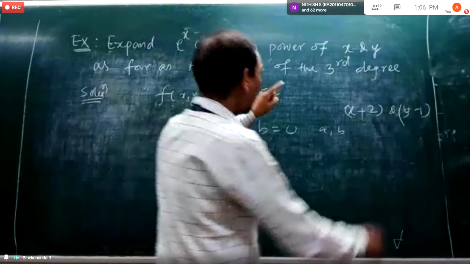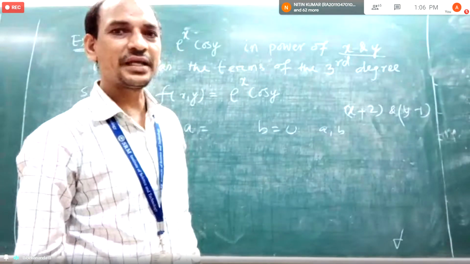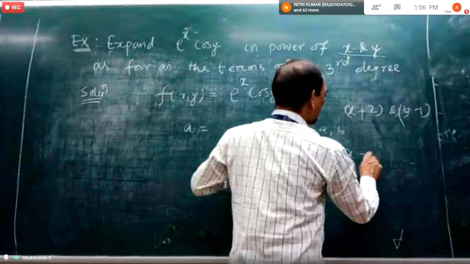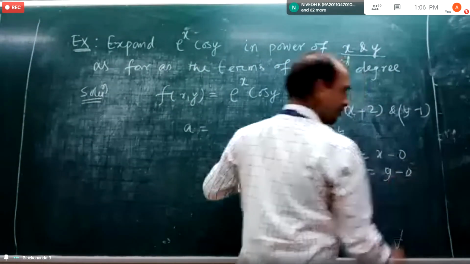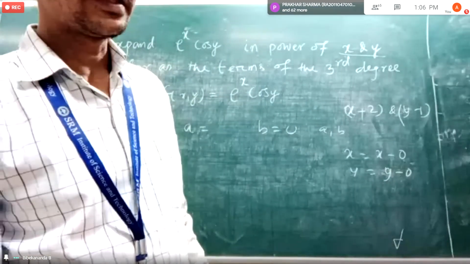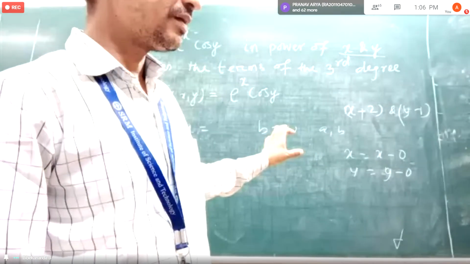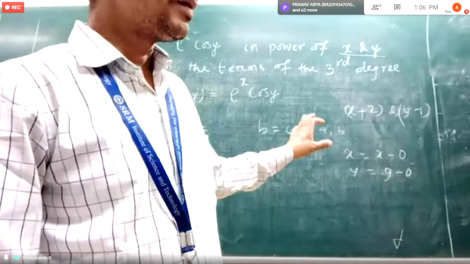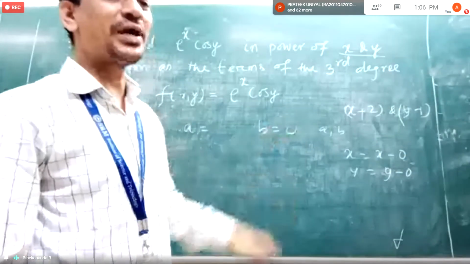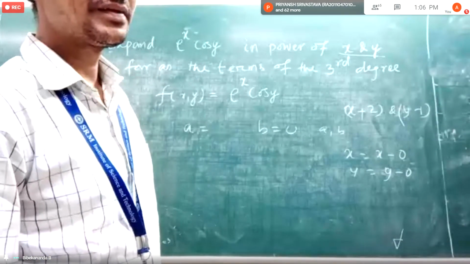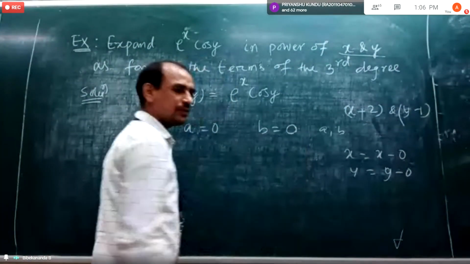But here, only x and only y are given. So we can write x equal to x minus 0, y equal to y minus 0. Yes or no? Did you get it? Then tell me what is your a, what is your b? 0, 0. a equal to 0 and b equal to 0.